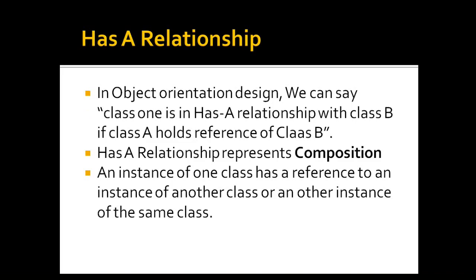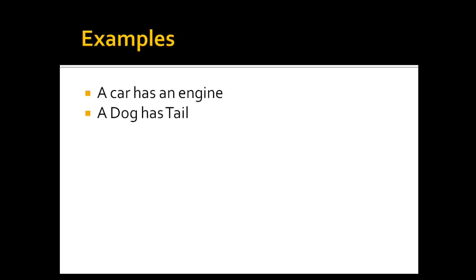Now we're going towards the has a relationship. In object-oriented programming, we can say class A is in a has a relationship with class B if class A holds a reference of class B. The has a relationship represents composition. An instance of one class can have a reference to an instance of another class or an instance of the same class. For example, a car has an engine, a dog has a tail.